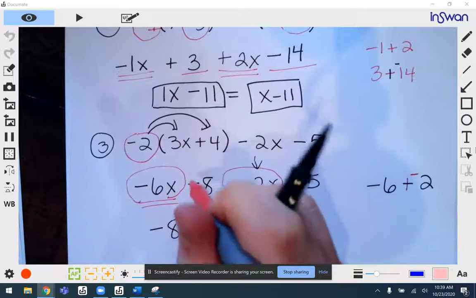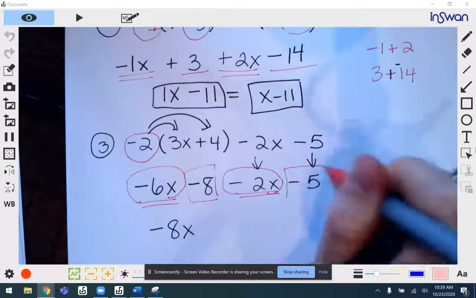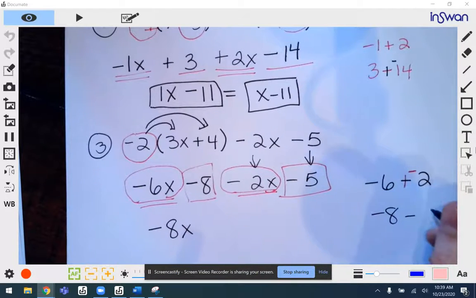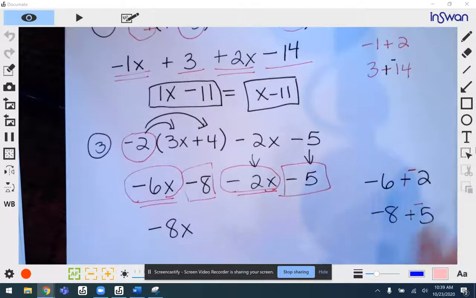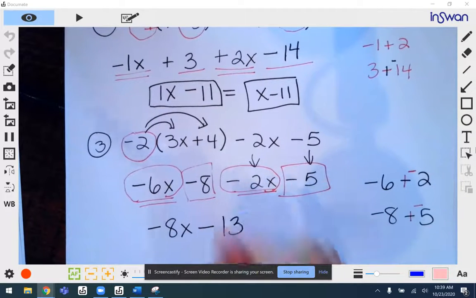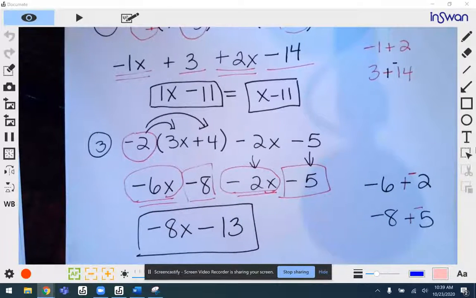And then I have two constants. I've got negative 8 here, and I've got negative 5. Again, negative 8 minus 5. Add the opposite sign. Same sign, so keep the sign, add the numbers. That would be negative 13. So our answer would be negative 8x minus 13.